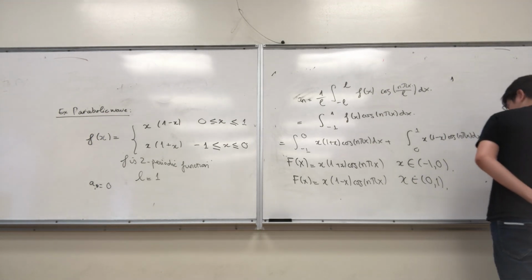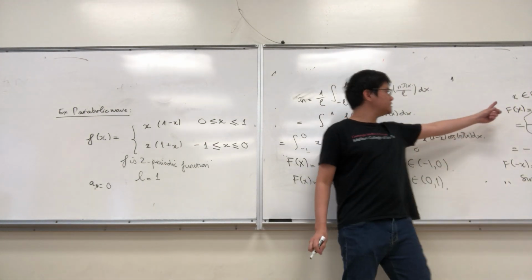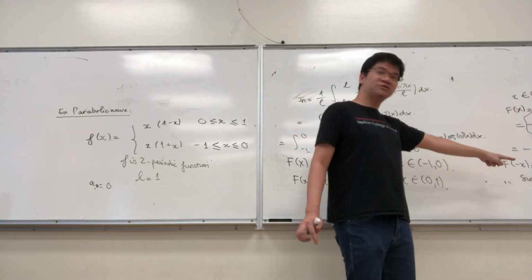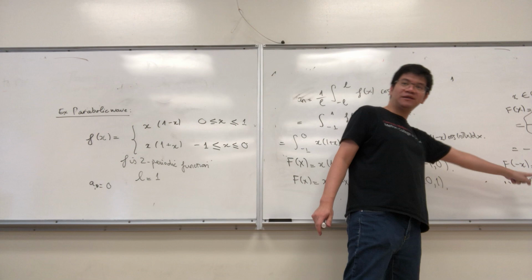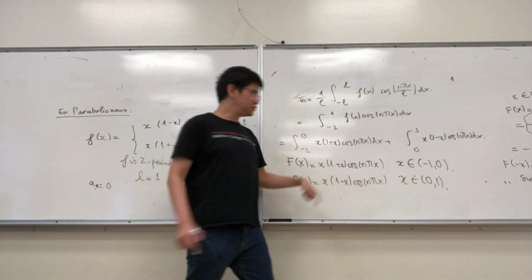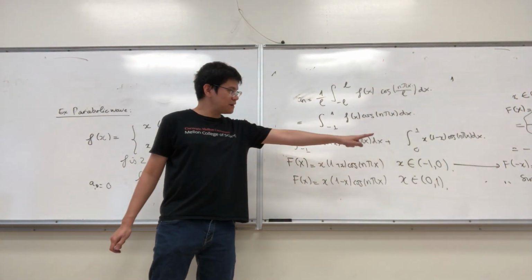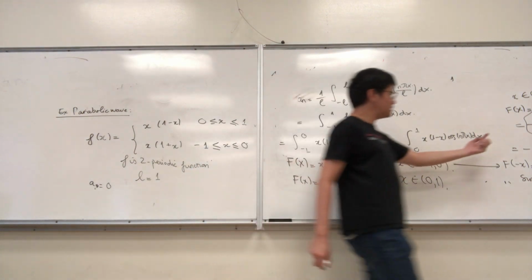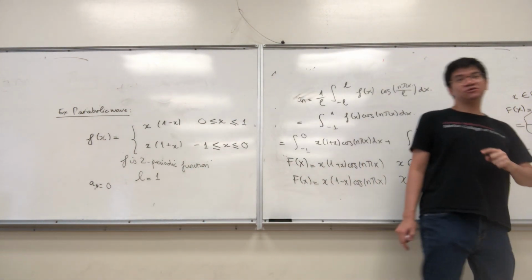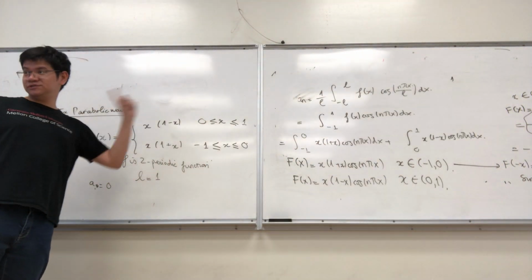Since x is now in -1 to 0, right? Because x is from 0 to 1, minus x has to be from -1 to 0. Because minus x is from -1 to 0, I have to apply this formula, which is minus x, 1 plus minus x, cosine n pi minus x. And here I have an extra minus, so which means that here I have minus minus x. So f is an odd function, which means that this integral is 0.